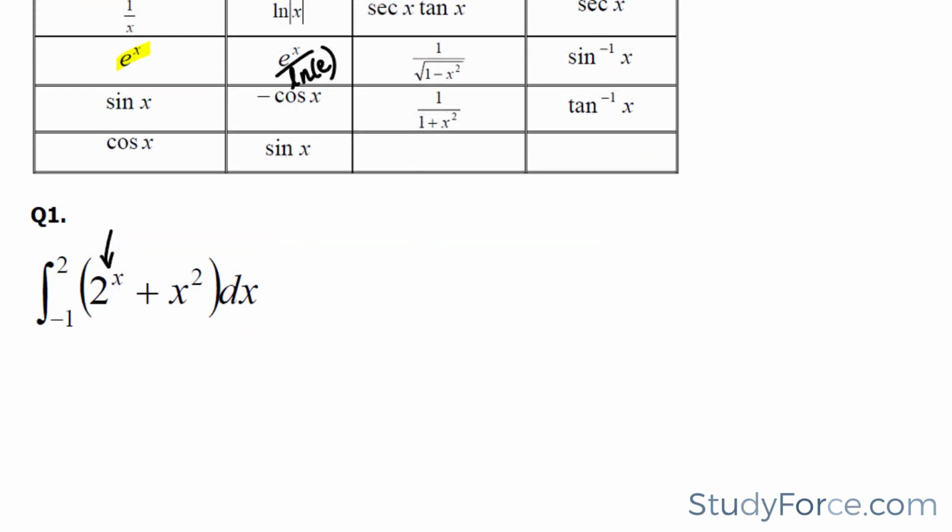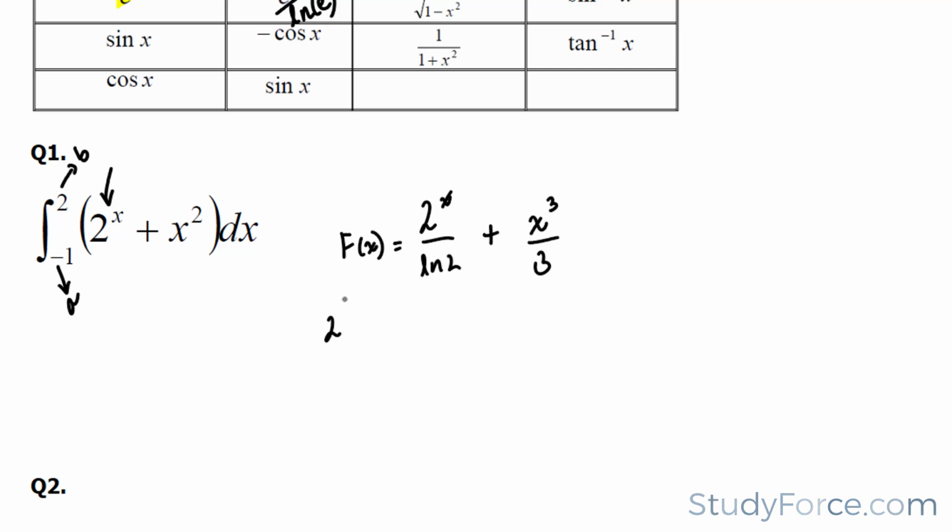The antiderivative of 2 to the power of x is equal to 2 to the power of x over ln 2. The antiderivative of x to the power of 2, that's simple. You increase the power by 1, and then you take that number and divide by it. So x to the power of 3 over 3, and there it is. That is your antiderivative. Now what we have to do is evaluate this at both a and b. We'll start off with b.